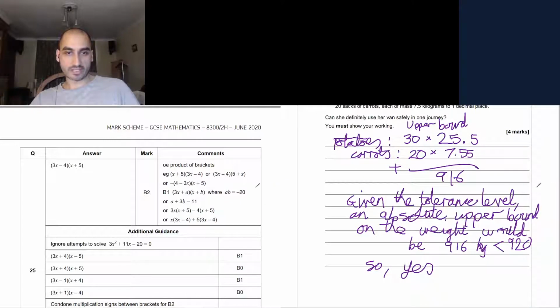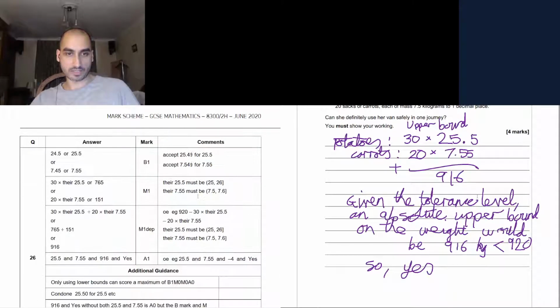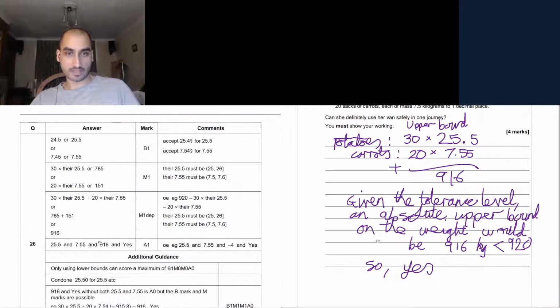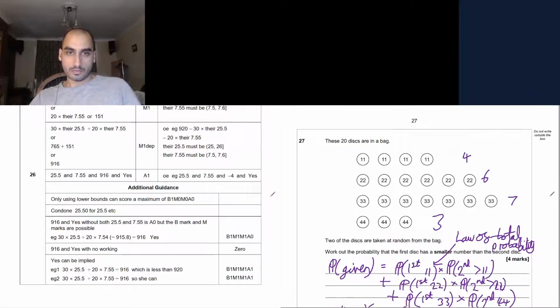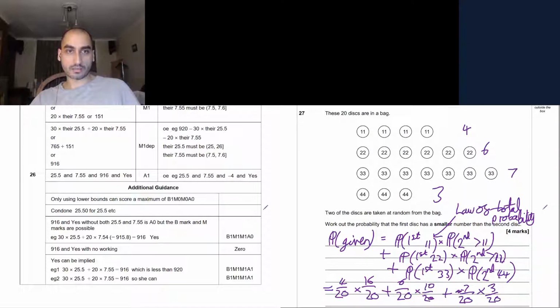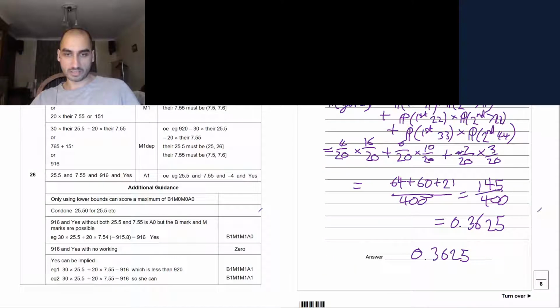So I said upper bound was 916 for the potatoes and the carrots. Yep, 916, and yes. Using only lower bound, blah blah blah, condone. Yep, cool. Alright, I know I made a mistake here. Hopefully it's 1 mark I lost.